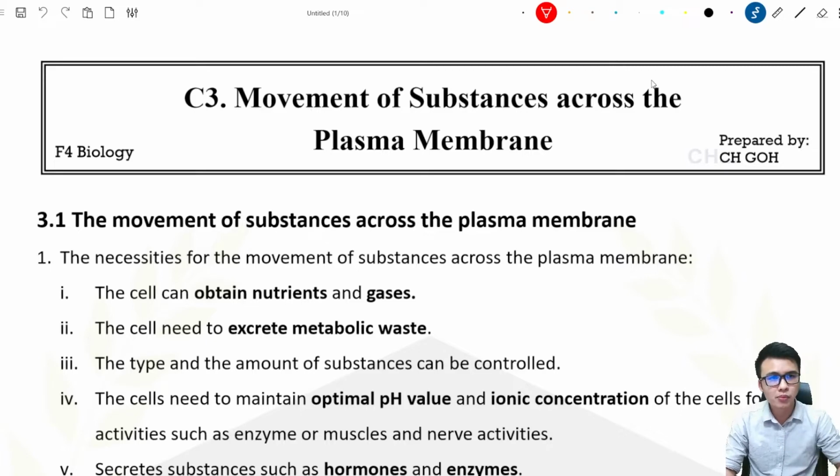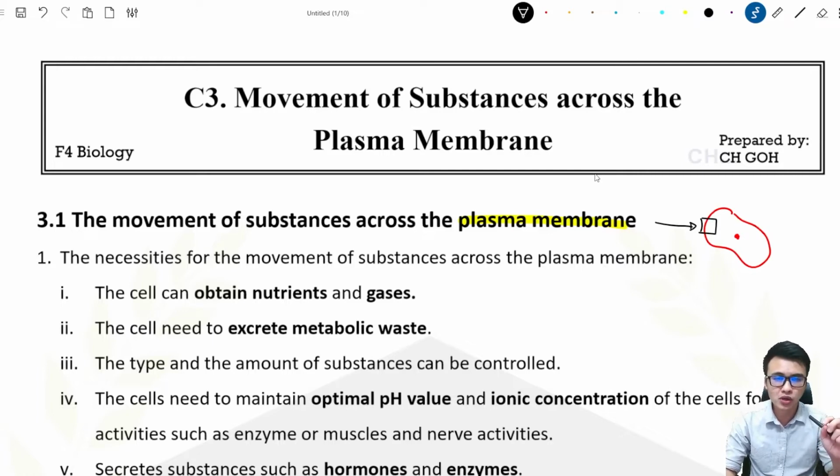What is the plasma membrane? Like what you guys learned in PD3, the plasma membrane is just like a line, correct or not? So this is what we call the plasma membrane. But this plasma membrane is not actually looking like a line. If we zoom into the plasma membrane, we can see a lot of different stuff, for example, the phospholipids as well as the proteins. We are going to talk about the proteins and the phospholipids later. But now, we are going to look into the necessity of the movement of substances across the plasma membranes.